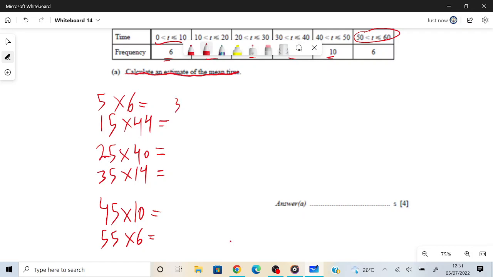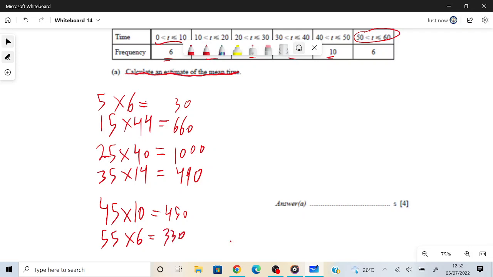So 5 times 6, that gives 30. 15 times 44 is 660. 25 times 40 should be 1000. Let me just quickly confirm that. Yep. 35 times 14 is 490. 45 times 10 is 450. And 55 times 6 is 320. Oh no, sorry, 330. Yeah, 330.